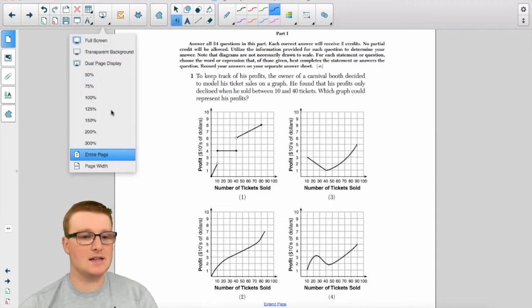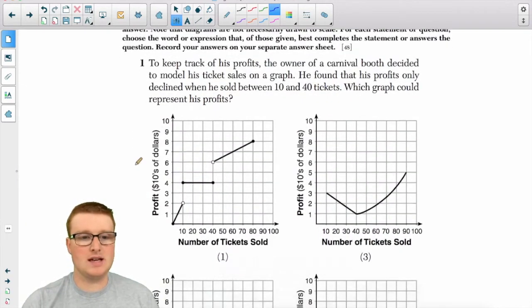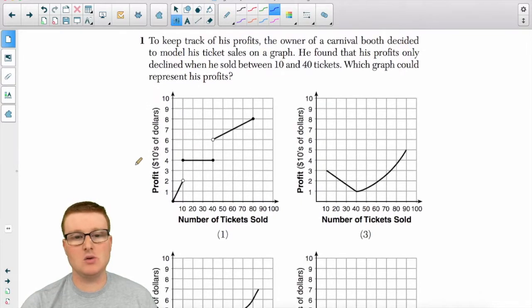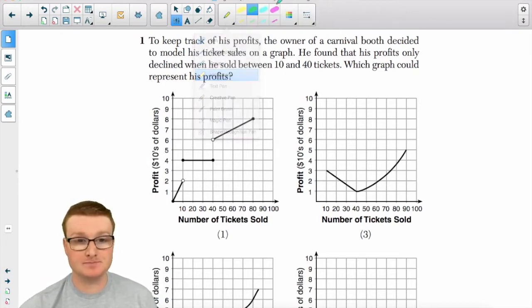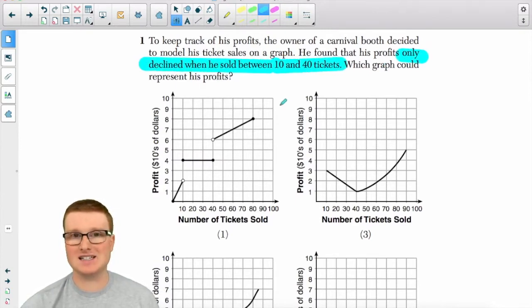Number one says, all right, we see a whole bunch of graphs here. To keep track of his profits, the owner of a carnival booth decided to model his ticket sales on a graph. Okay. He found that his profits only declined when he sold between 10 and 40 tickets. Which graph represents his profits?